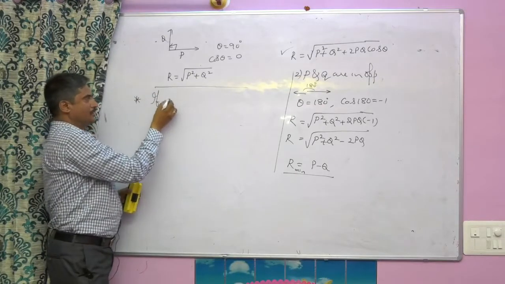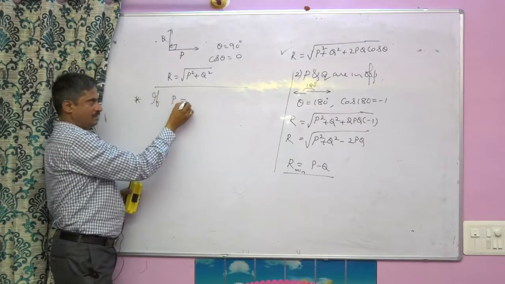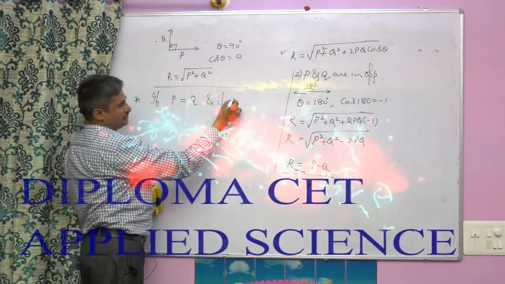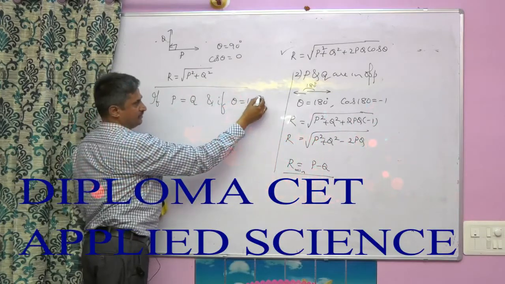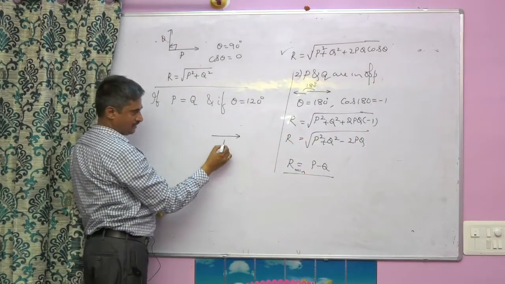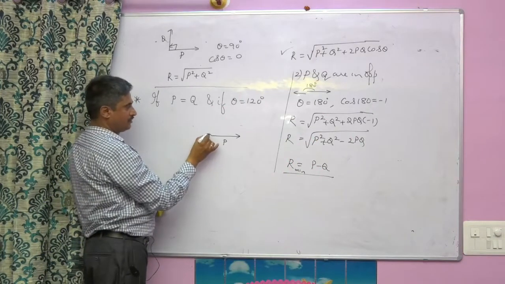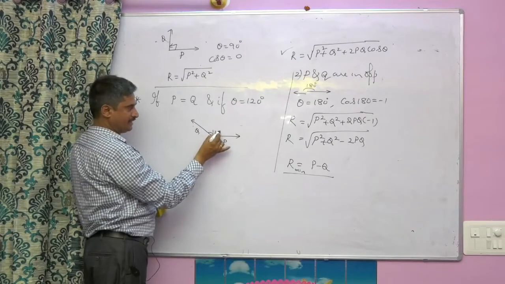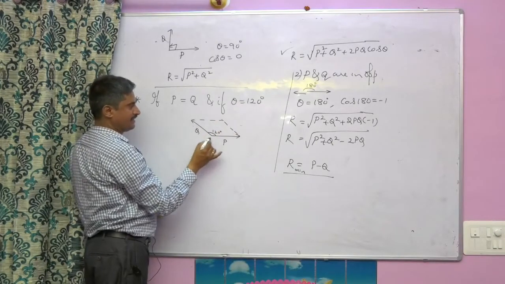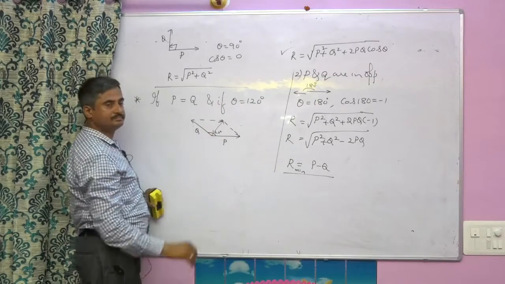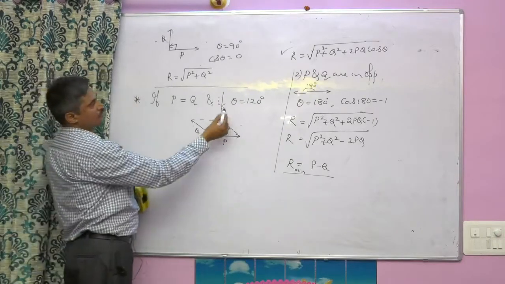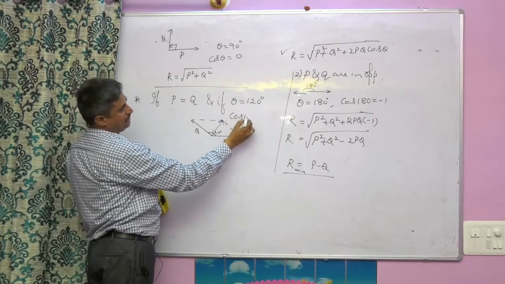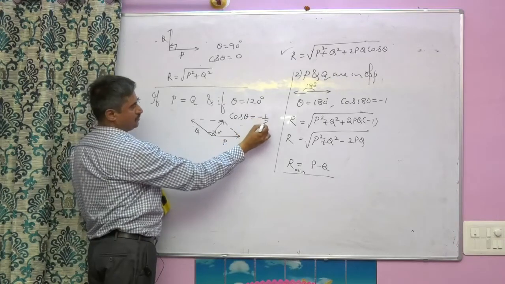If magnitude of vector P is equal to magnitude of vector Q, and if theta equals 120 degree, the length of P is the same, the length of Q is the same, theta is 120 degree, then what resultant do we get? Theta equals 120 degree. Cos theta is minus half.